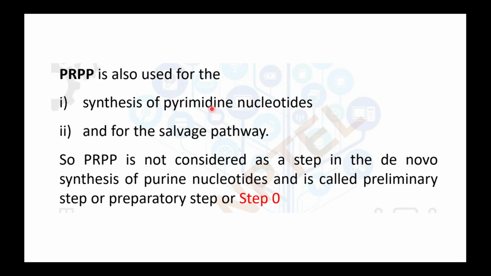And this PRPP is also used for synthesis of pyrimidine nucleotide. I have mentioned this is used for both purine and pyrimidine synthesis and for the salvage pathway. So there are 2 pathways, the de novo pathway and the salvage pathway. We'll discuss that eventually and in the next session as well. So PRPP is not considered a step in the de novo synthesis of purine nucleotide and is called the preliminary step or preparatory step or step 0. I already explained why.